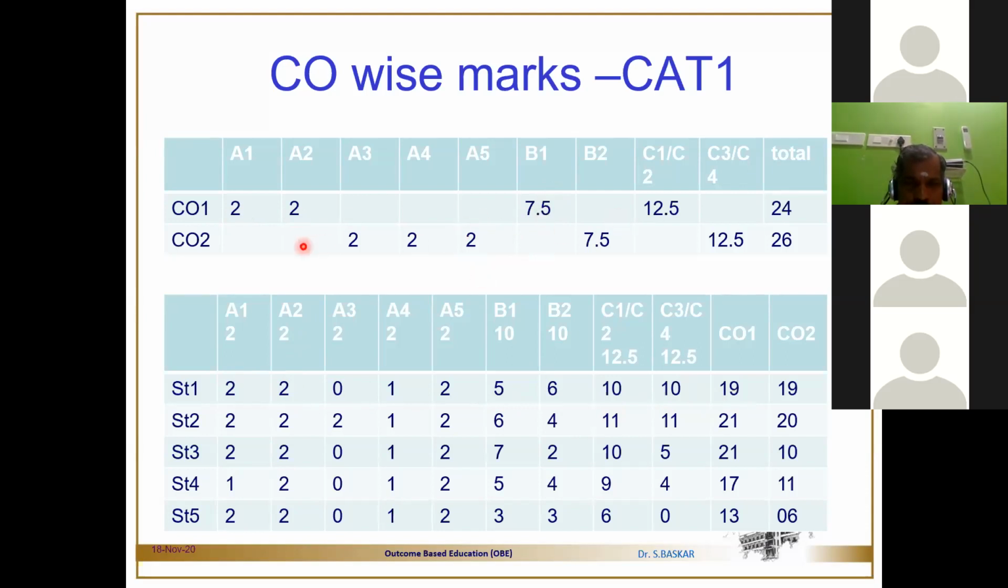For CO2, we have to add A3, A4, A5, which is 1, 2, 3. B2 is 6. Therefore, 6 plus 3, 9. Once again, 10 will be added. Therefore, 19. So if you add the student marks question-wise, we are able to calculate the CO1 mark and the CO2 mark for all the students.